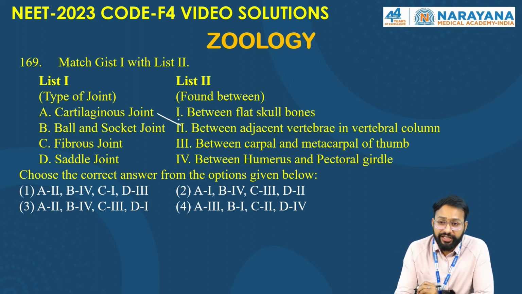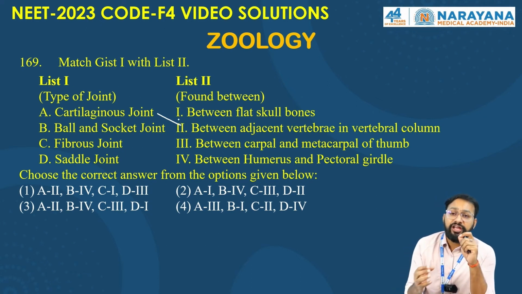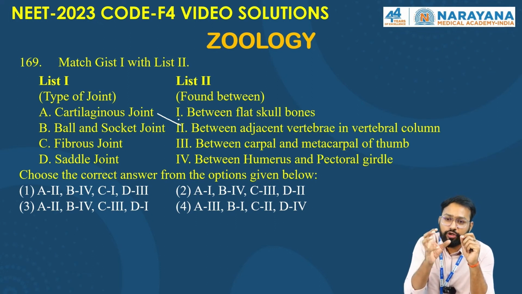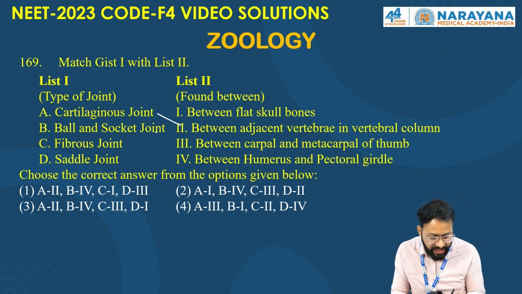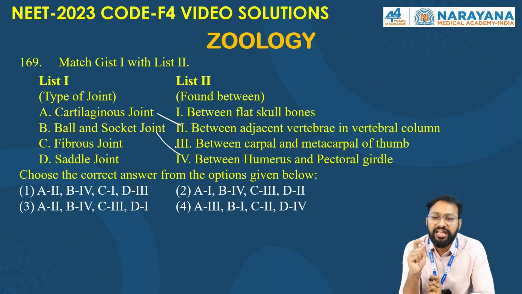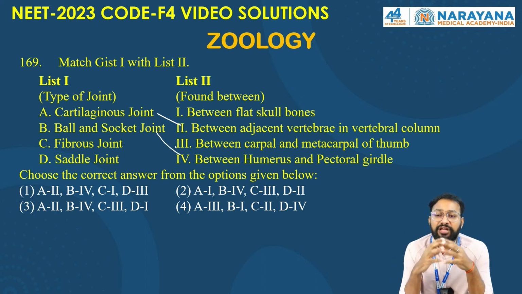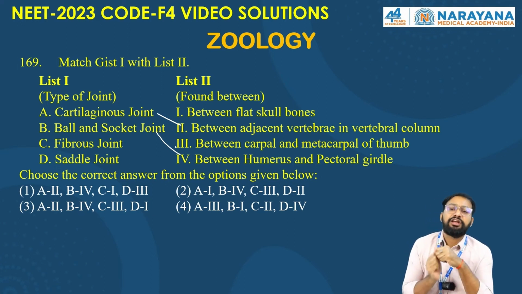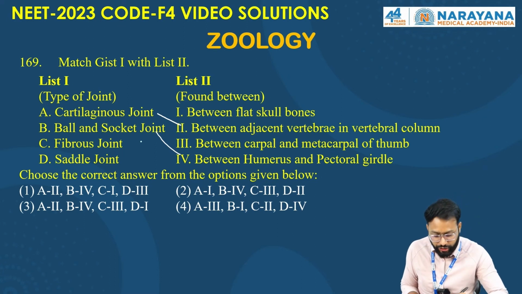Ball and socket joint is a type of synovial joint, a freely movable joint found between the head of the humerus and the pectoral girdle in the glenoid cavity. So B will be 4. Fibrous joints are immovable joints, found as sutures and gomphoses. Sutures are found between the flat skull bones. So C should be 1.